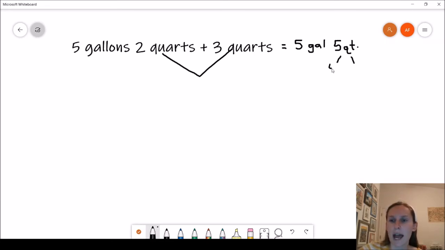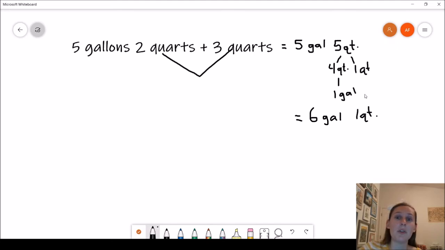So these 5 quarts I could decompose as 4 quarts, which will make another gallon, and 1 quart. I'm going to bundle this gallon in with the 5 gallons that I already have. So in all, that will give me 6 gallons, and then I will have 1 quart remaining. So 6 gallons and 1 quart will be my final sum. So again, I'm going to use these number bonds to be able to regroup and convert my units.